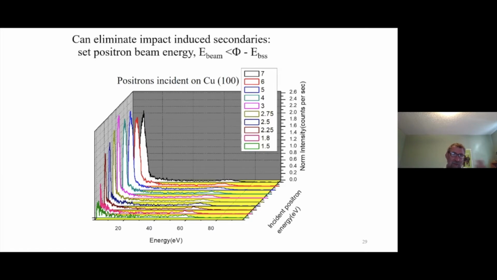And secondary electrons are typically unwanted. So in the secondary electron process, the incident particle comes in and just exchanges energy and momentum with an electron and kicks it out.